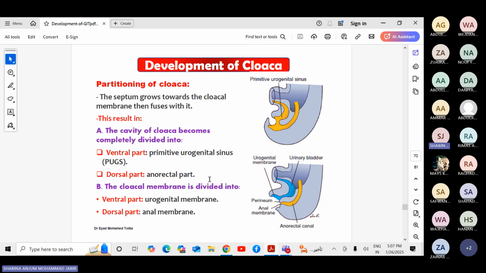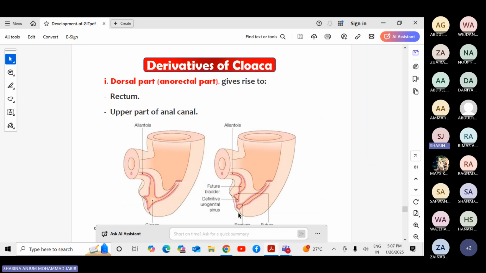What are these two different parts? They are the primitive urogenital sinus and a dorsal part, the anorectal part. This is the urorectal septum which has divided it into two parts. This is called the urogenital sinus and this is called the anorectal part. So we will know that the dorsal or anorectal part will form the rectum and upper part of the anal canal.